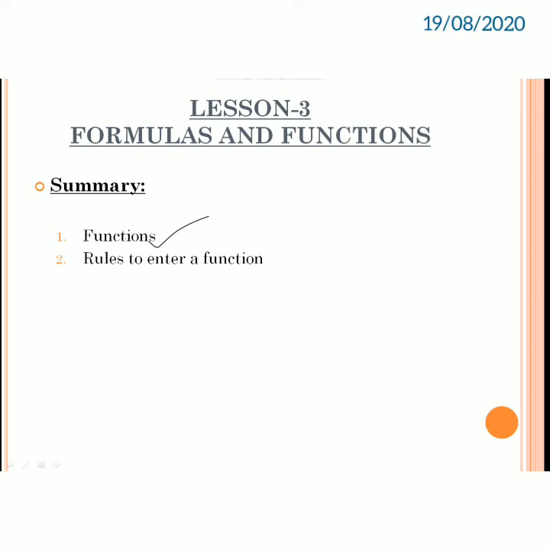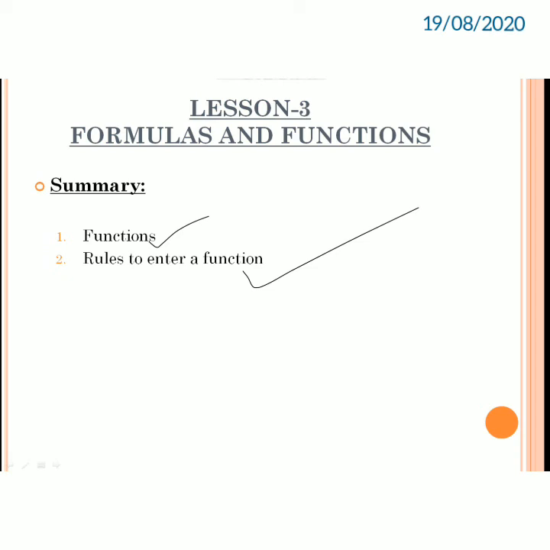Then we have learned the rules to enter a function. How many rules are there? There are 4 rules. What are they? Number 1, all Excel functions must begin with an equal to sign. Number 2, the function name must be a valid Excel name, for example, sum, average, odd, int, product, etc. Rule number three says that a function must be followed by opening and closing parenthesis. Finally, rule number four says that the parentheses contain arguments within them.